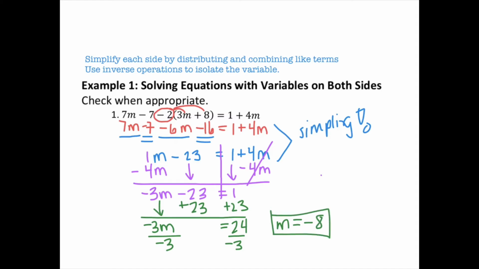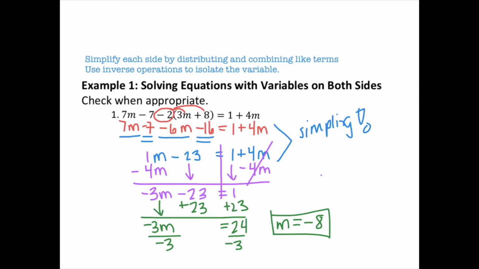My answer here, after adding 23 and dividing by negative 3, I got m equals negative 8. This is an example of a one solution equation because I was able to isolate my variable and find the value of the variable that would make my equation true. Now, the check would be plugging negative 8 back in to both sides of the equation. Everywhere you see an m, you're plugging in the negative 8 to make sure that we end up with a true statement.